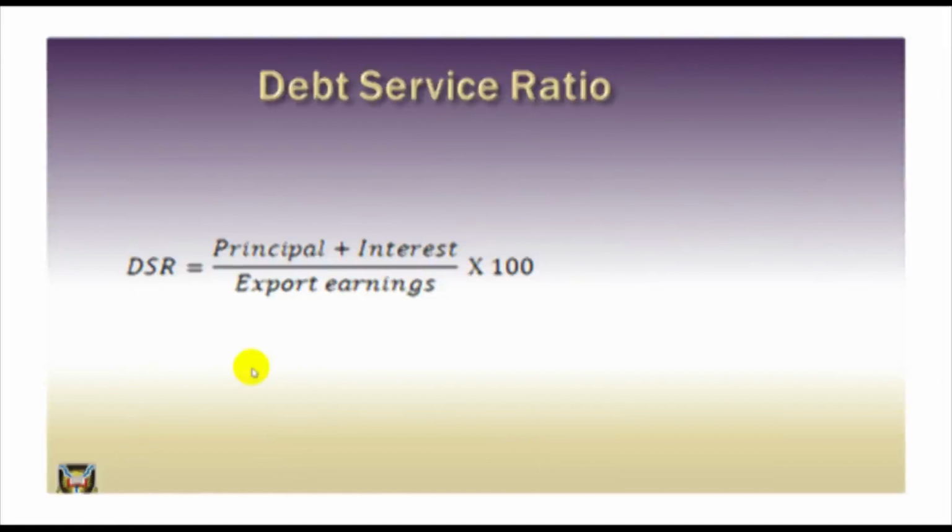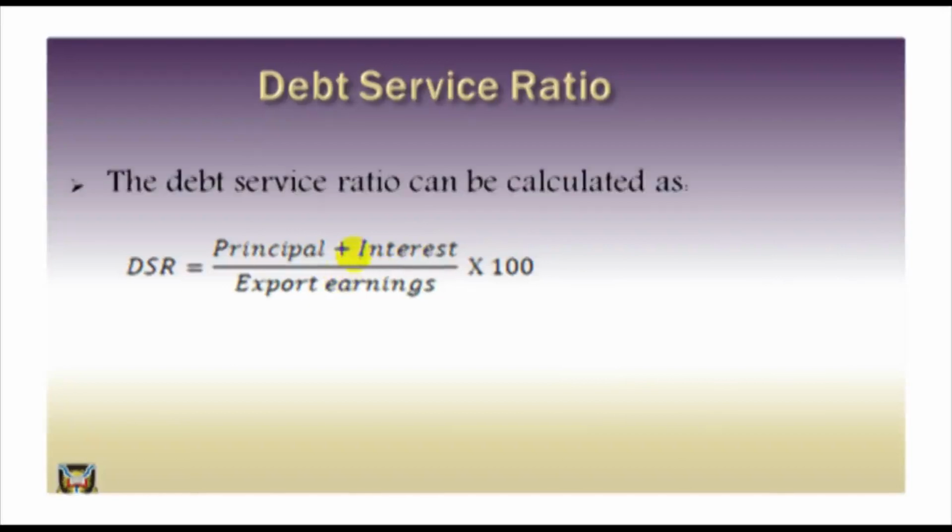The debt service ratio can be calculated as DSR equals principal plus interest over export earnings times 100. DSR means debt service ratio. It is the ratio of debt repayment to export earnings. Principal means the initial amount that is borrowed. Interest means the amount charged for a loan. Export earnings means revenue earned from export of goods and services.